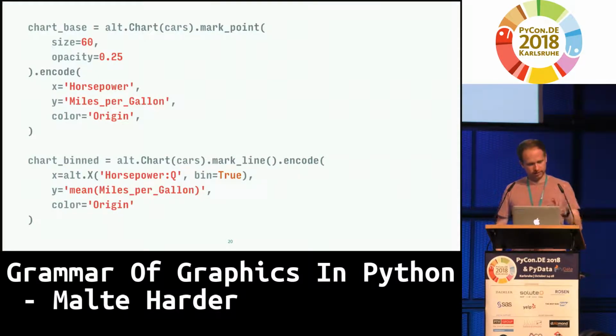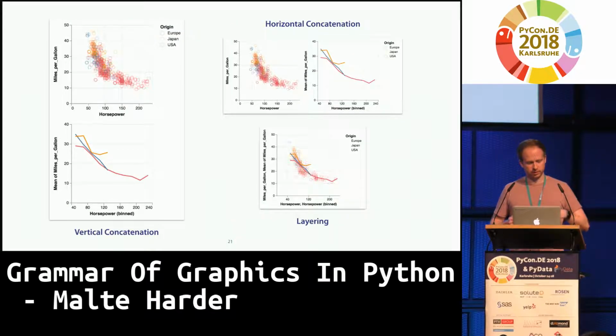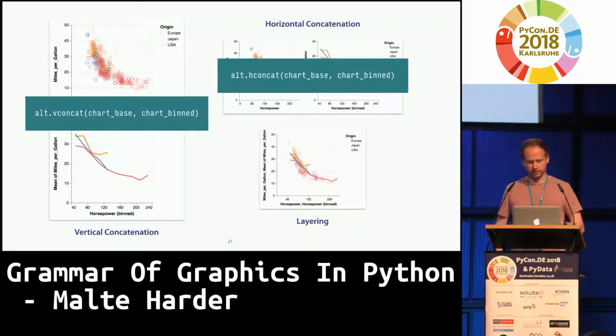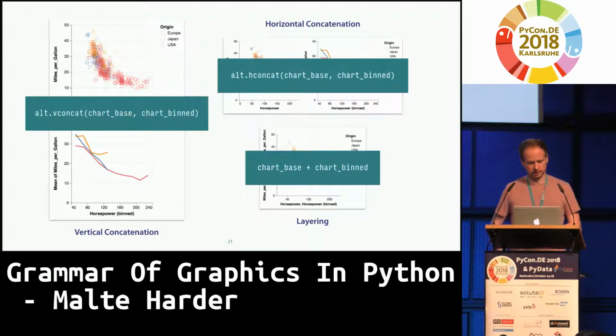For example, I have a base chart, the same I had before, and I also do some binning where I bin the x-axis and just take the mean value for the y-axis. And I have these 2 charts, and I now have different ways to compose them. For example, I can do a vertical concatenation, horizontal concatenation, or I can just layer them, so you can build up your plot in an easy way. And that's just combining these, and you get new objects that you can then combine again. That's a nice way to build a full chart, or even something close to a dashboard.